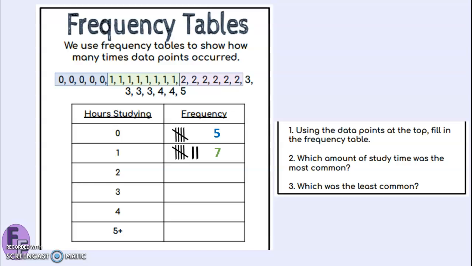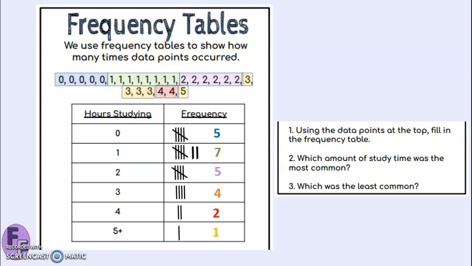There are 5 2s. So I write the number 5. There are 4 3s, 2 4s, and 1 5. It's okay to go through and write all the tally marks first and then the numbers. Sometimes I like to color code. Other times I like to cross off as I go.